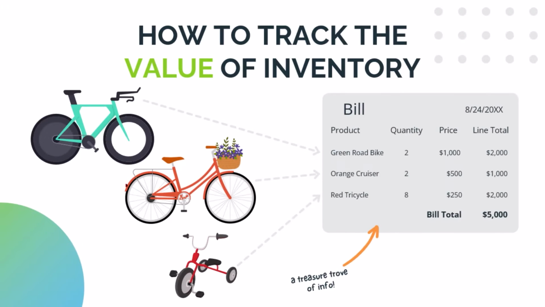Let's use the imaginary business Bernie's Bikes for our example today. Bernie's Bikes purchases bikes and gets an invoice from their vendor for $5,000. This invoice is a goldmine of information. It shows that Bernie purchased 2 green road bikes for $1,000 each, 2 orange cruisers for $500 each, and 8 red tricycles for $250 each. This helps Bernie see the value of each of his SKUs individually.